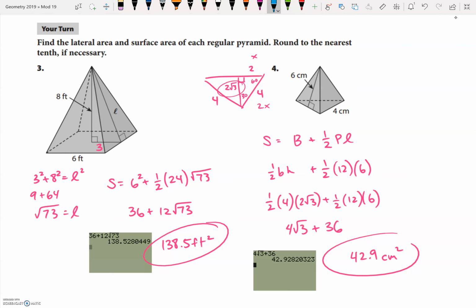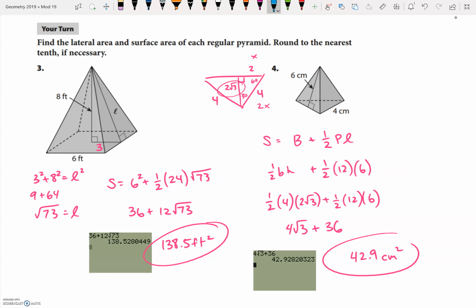So now in order to find the area of a regular pyramid, it may not look like it, but it's regular, which means that it's an equilateral triangle. So an equilateral triangle has all sides being 4. So I drew an equilateral triangle here. All sides are 4, so that must mean that this is 2.